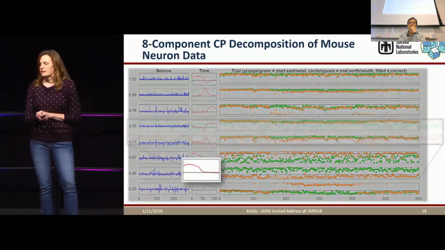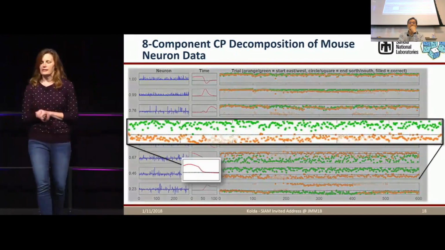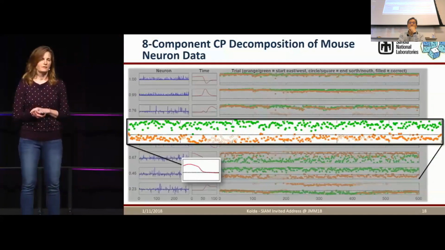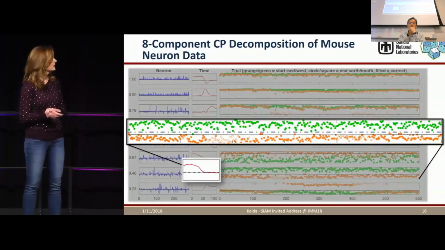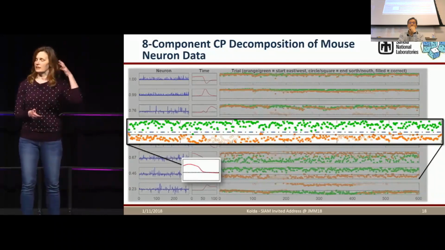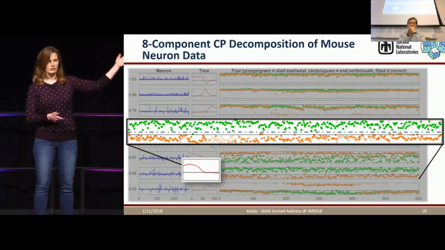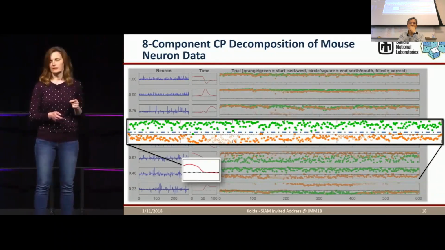If we look down here at this second to last one, this is towards the beginning of time, and you see a very clear separation between the orange and the green, and that corresponds to the starting position. So these are the neurons that somehow understand where the mouse has started.